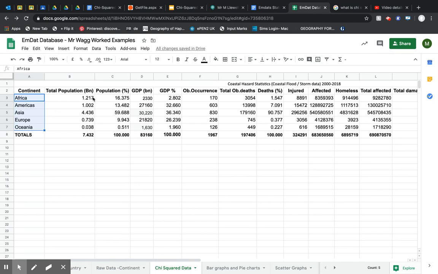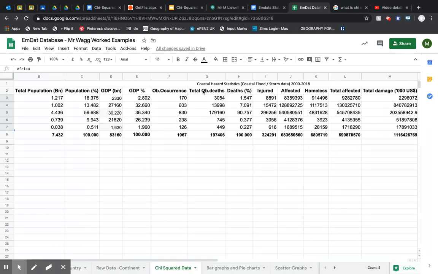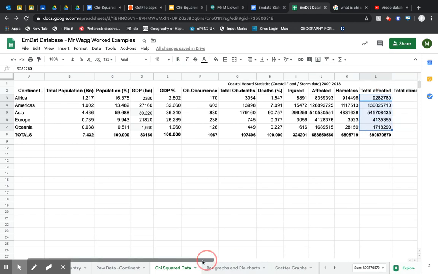So what we have here, this set of data came from MDAT, as did the injured, the affected, the homeless, and the total damage. So this data's just been downloaded straight from MDAT. Some of the other data I've produced, so percentages are just a simple equation, percentage of the deaths. So we're going to need those percentage data to run our equations.